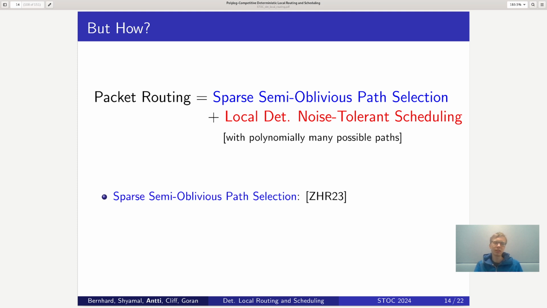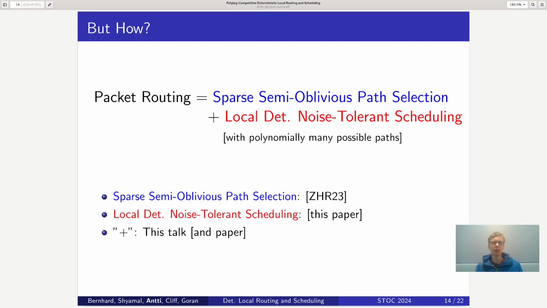So these two pieces here are sparse semi-oblivious path selection from a recent work by Zuzek, Haeupler, and Draganov, which are actually three of us, Bernhard, me, and Goran. And then also the other piece is local deterministic noise-tolerant scheduling from this paper. The combination is also in this paper, and I'll also go over it in this talk after first describing these two problems.